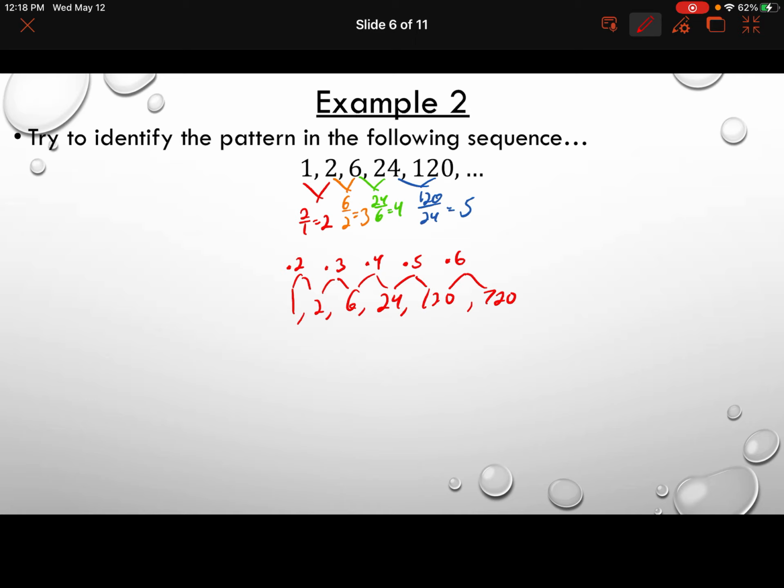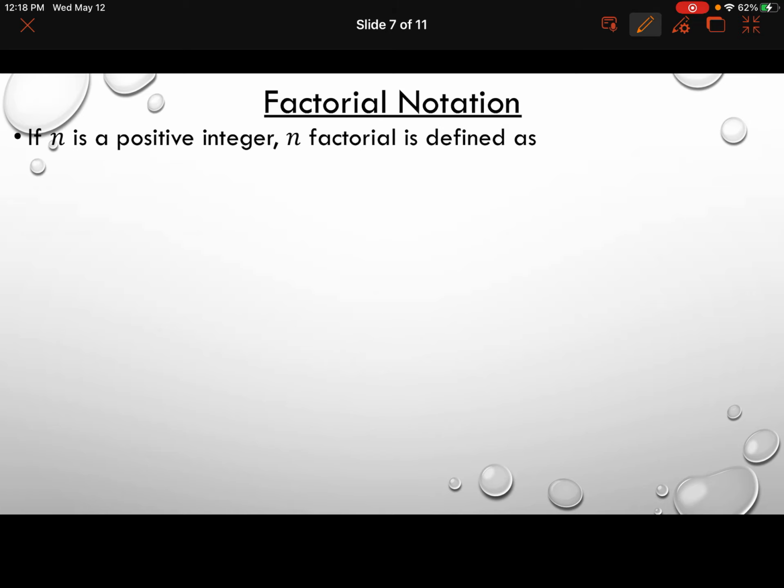So this is where this new notation comes in, because there is a way to describe this kind of multiplication where you're always multiplying by the next whole number, in other words, the next integer. And here it is. Factorial notation. So if n is a positive integer, so remember an integer is just a whole number, n factorial is defined as this expression or this equation.